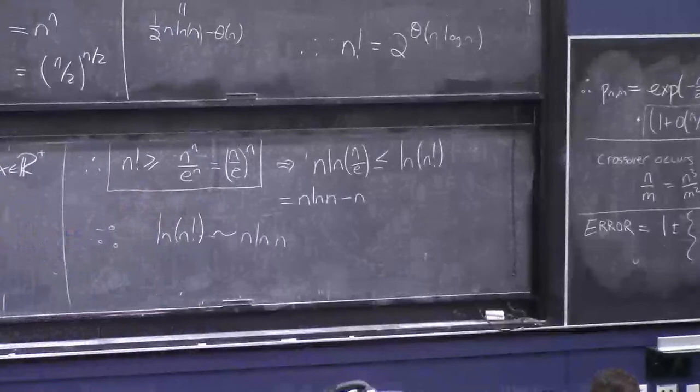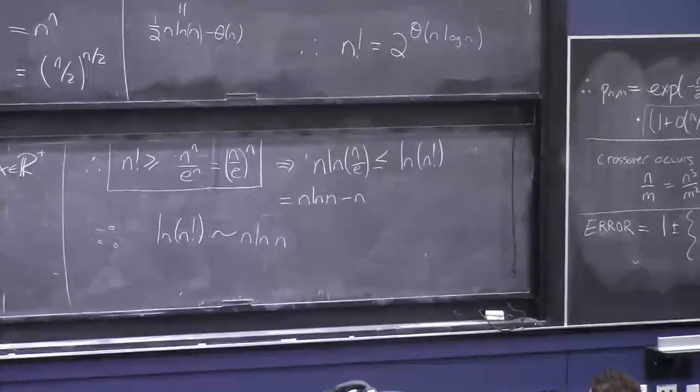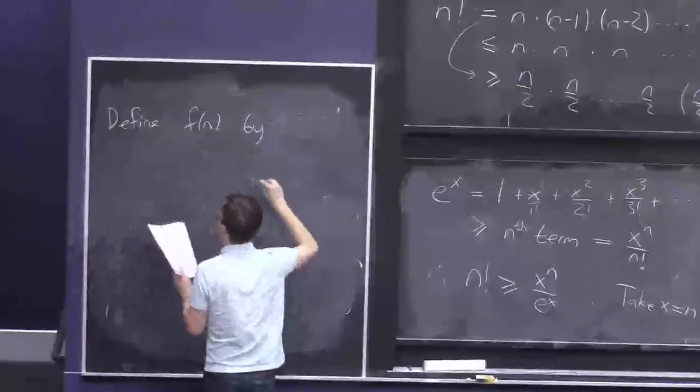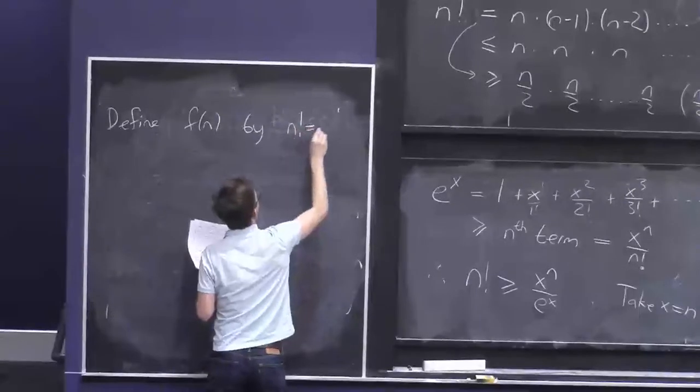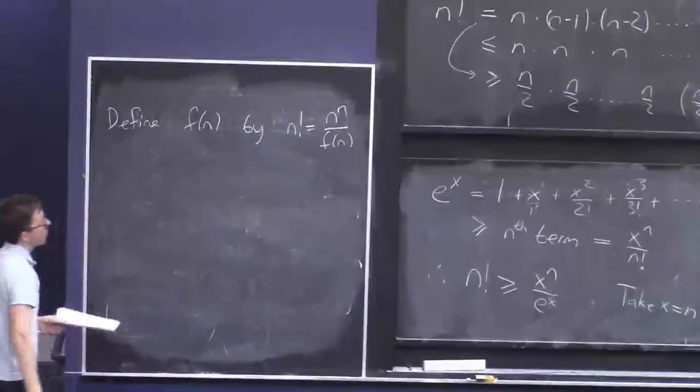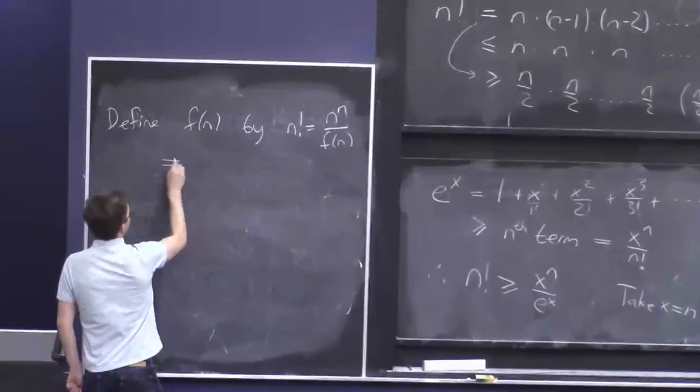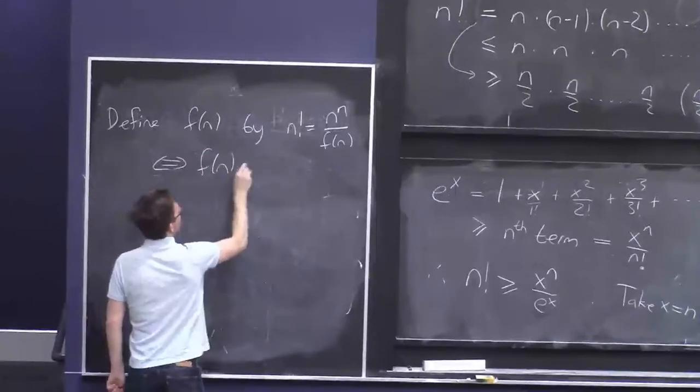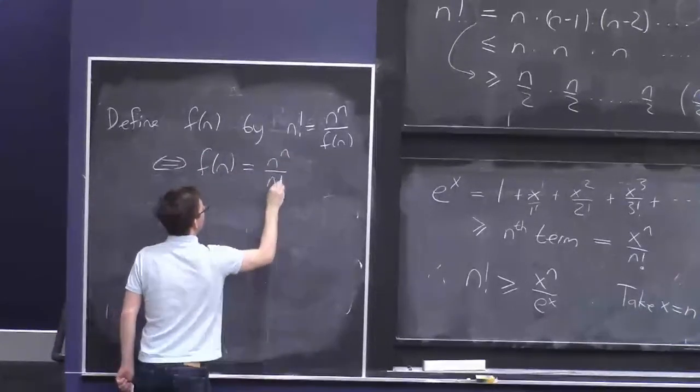But sticking a little elementary, let's see if we can figure out what n factorial is more like. Is it more like n to the n? Is it more like n to the n over e to the n? n to the n over 2 to the n? So let's define f of n by saying that n factorial equals n to the n over f of n. So f of n is kind of like this mystery that we're trying to figure out, defining it implicitly, but it's saying f of n is n to the n over n factorial.